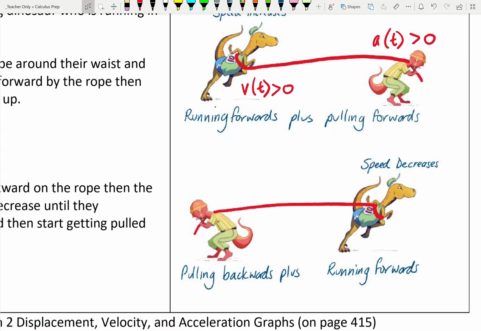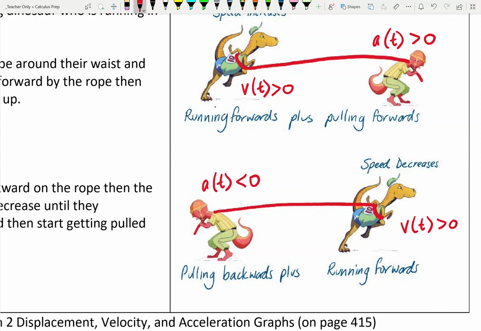In this second diagram, however, we've got the running dinosaur's velocity is greater than 0 because he's running to the right, but the acceleration is less than 0 because the other fox thing is pulling in the other direction. He's pulling to the left, and because we've got these opposing signs, we can see that the running dinosaur is going to decrease speed. Think about it. If you're running forwards and somebody is pulling on a rope backwards, you are eventually going to slow down until you end up stopping momentarily and then actually being pulled backwards.